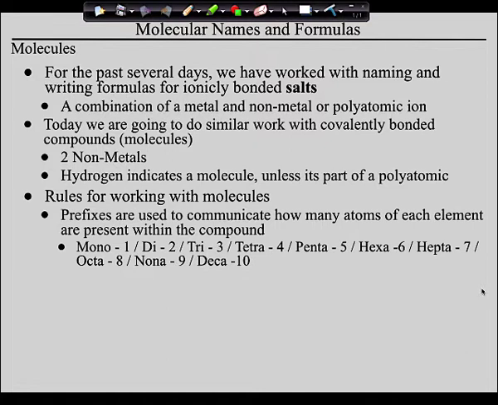So write them down if you need, but my suspicion is most of these you already knew. Mono is obviously 1, right? I bet you knew that. Di you already know is 2.